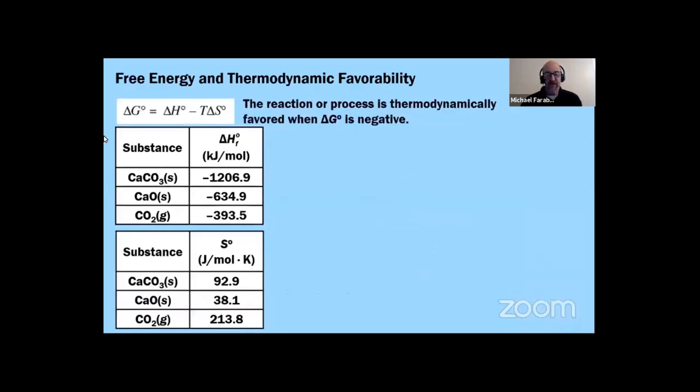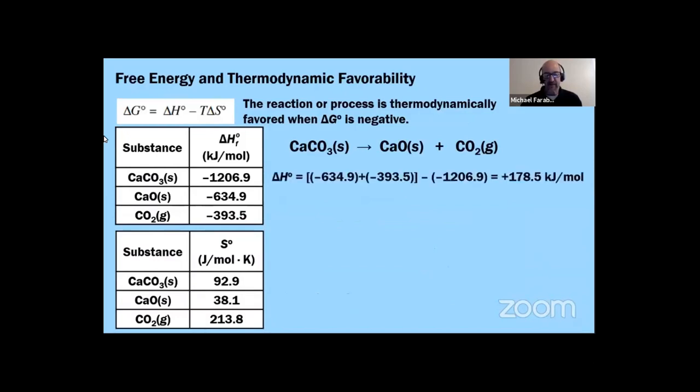All right, here's another reaction. This is the decomposition of calcium carbonate, which is found in limestone, and it decomposes to give calcium oxide and carbon dioxide. So we now have data for delta H, and that's the enthalpy of formation, and we have S, so the entropy. We'll do products minus reactants for each of these sets of tables.